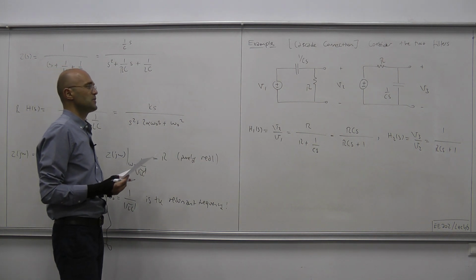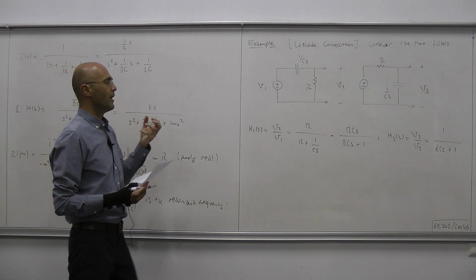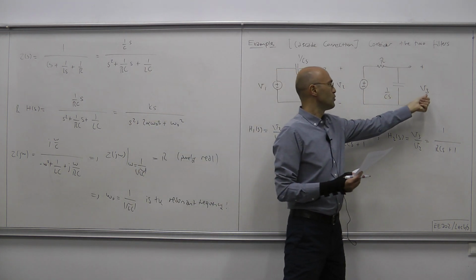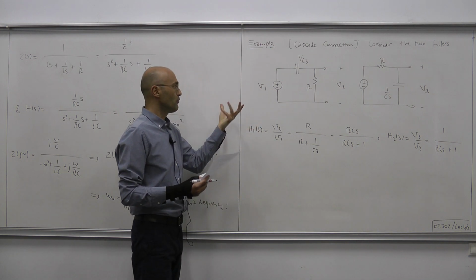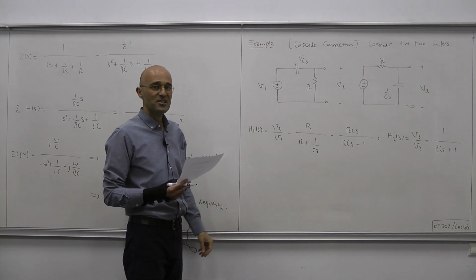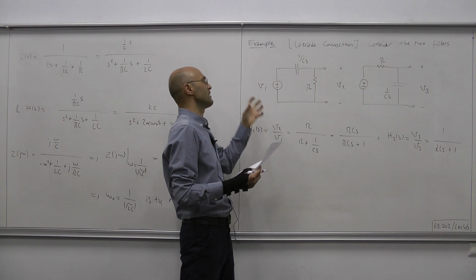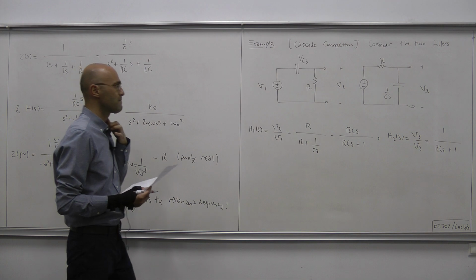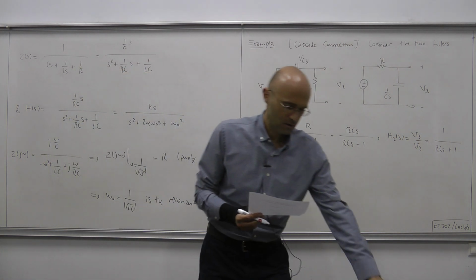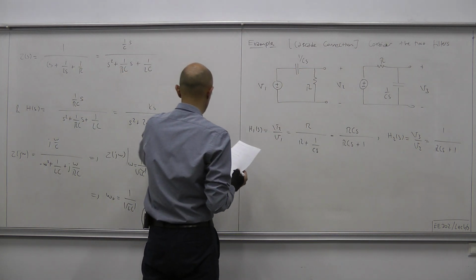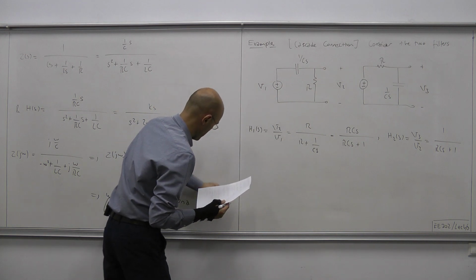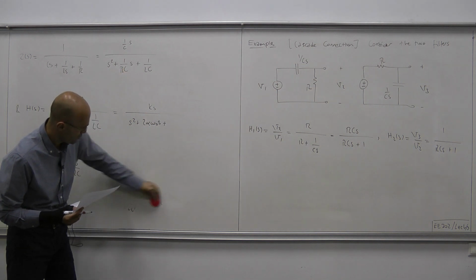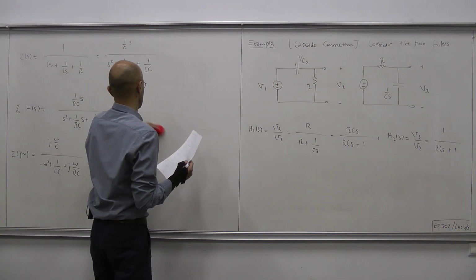Okay, now let's try to figure out the transfer function from V1 to V3 when the output of the first filter is connected as the input to the second filter. Namely, let's consider the following circuit, which is called the cascade connection of the first two topologies.